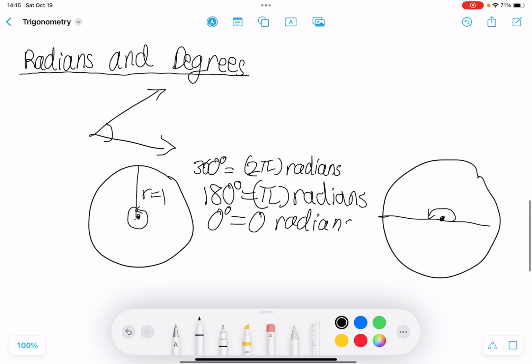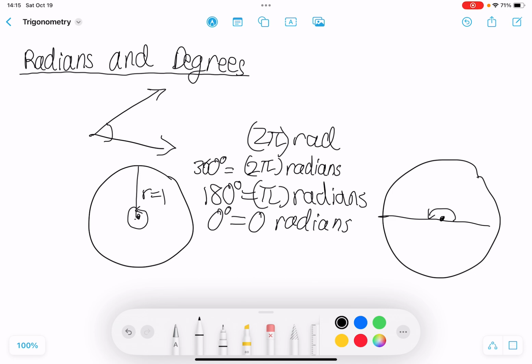Notice that writing radians each time is kind of long. For degrees we have the symbol, which is really convenient to write. So you can sometimes write radians as rad. For example, 360 degrees is 2 pi rad, instead of radians.